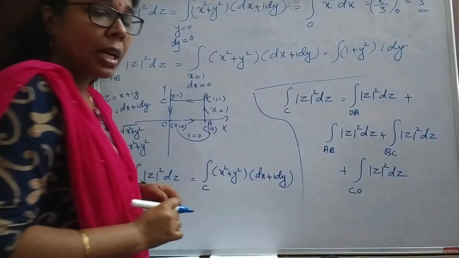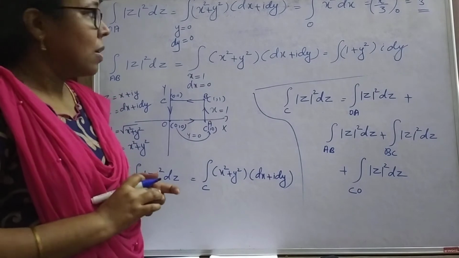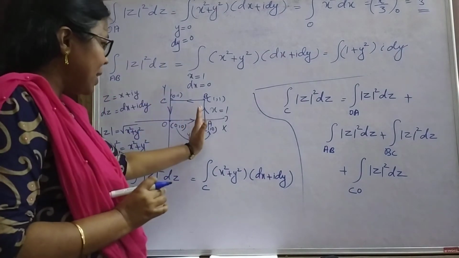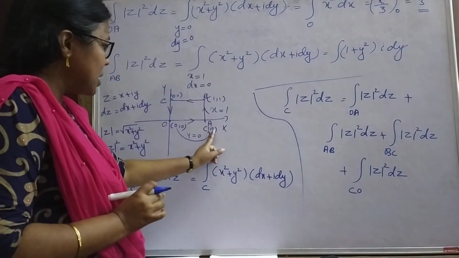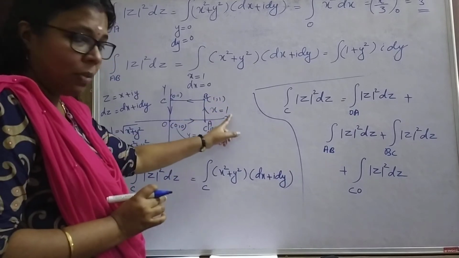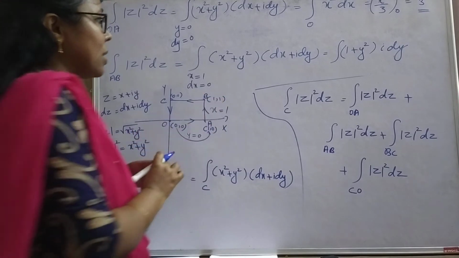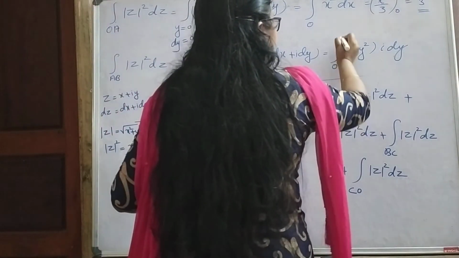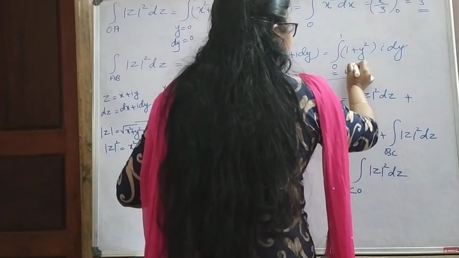The integration contains only y and dy. What is the limit for y? Y varies from 0 to 1. Since x equals 1, therefore y varies from 0 to 1. With limits 0 to 1, i can be taken outside.